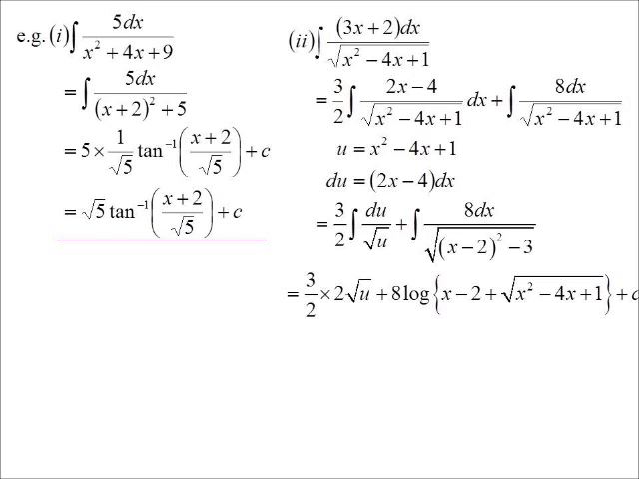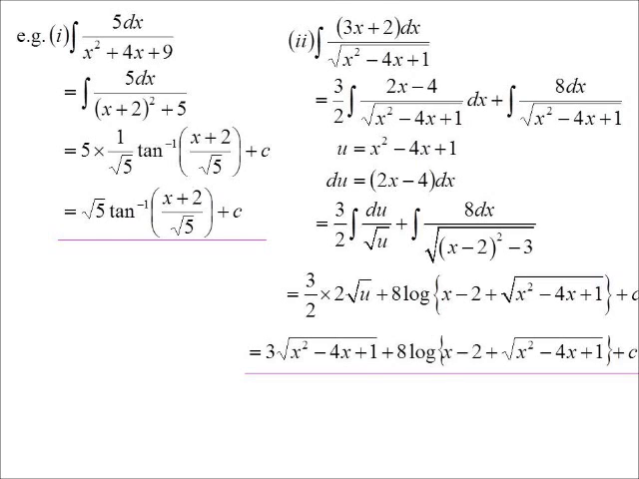So let's tidy it all up. 3 on 2 times 2 root u. That's the integral of root u. Then I've got log, 8 out the front, of course, x, but x is now x minus 2, plus the square root. Remember the square root was always just the same as what was in the question anyway, so the square root of x squared minus 4x plus 1. Just got to substitute in for u here if I do use the substitution method. And so there we go. We've got 3 times the square root of x squared minus 4x plus 1 plus 8 log x minus 2 plus the square root of x squared minus 4x plus 1 plus a constant.